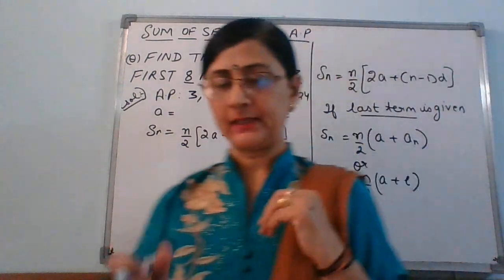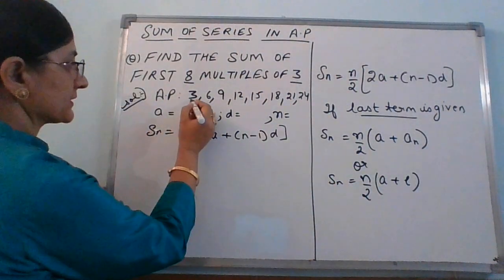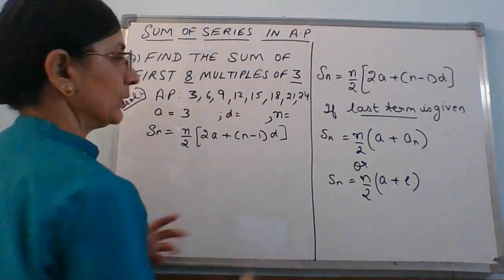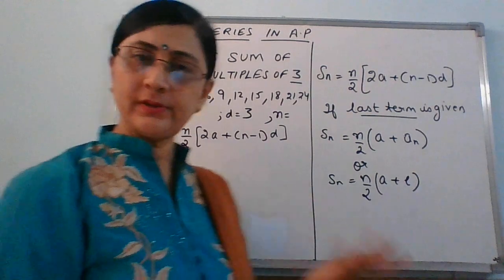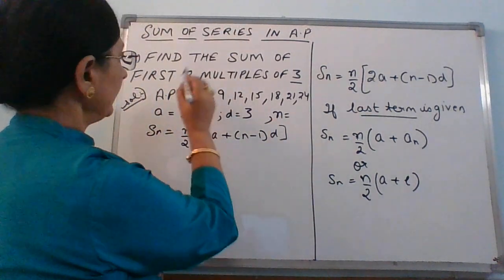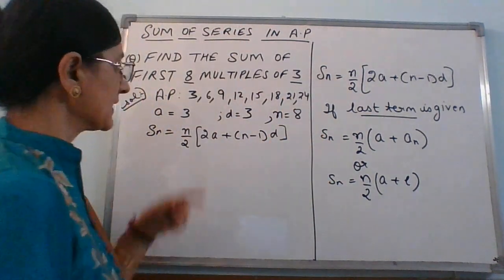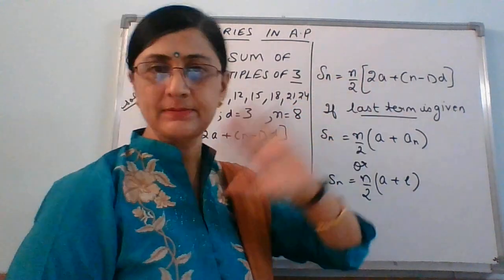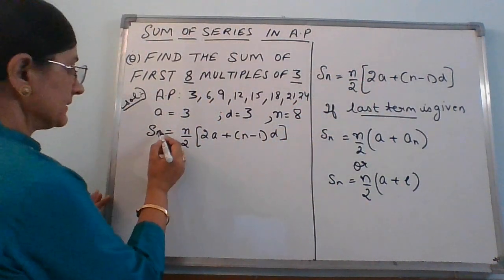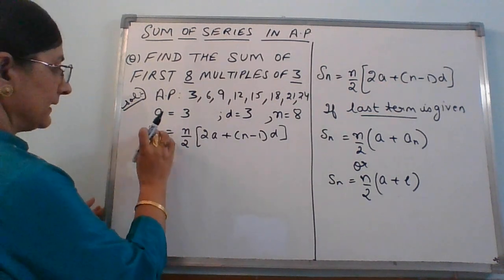Here you have a, right? What will be a, your first term? That is 3. What will be d, the common difference? Since it is the table of 3, the common difference has to be 3, right? So what is n? 8, because there are 8 multiples. So we have the values of a, d and n, and we can substitute them in this formula.